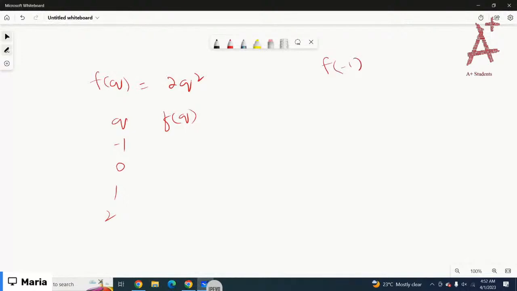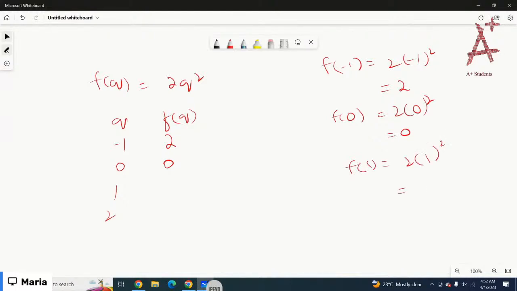So f of negative 1 is 2 times negative 1 square. The square of a negative number is always positive, so it would be 2. Now f of 0. It would be 2 times 0, and 0 multiplied by any number is 0. Then f of 1. It would be 2 times 1 square. 1 square is 1, and 1 times 2 is 2.